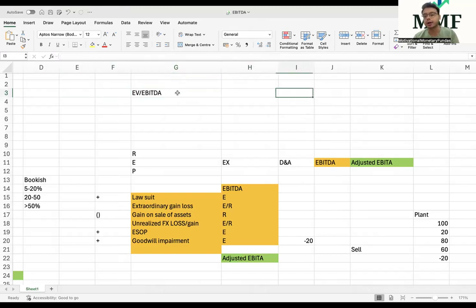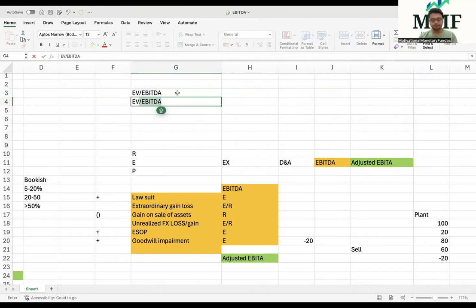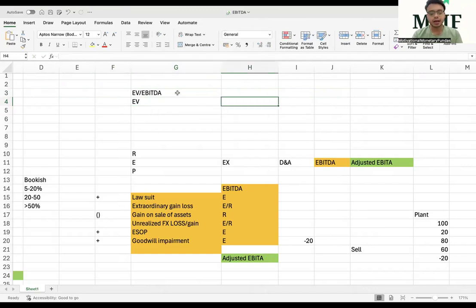Again, a very important multiple used for different types of industries. So again, if I just try to decode the multiple in the simplest sense, first of all, we need to understand both the parameters of this multiple. One is the numerator, that is the EV, and the second parameter is the denominator, which is EBITDA. So here, if I talk about EV, EV basically stands for the enterprise value.